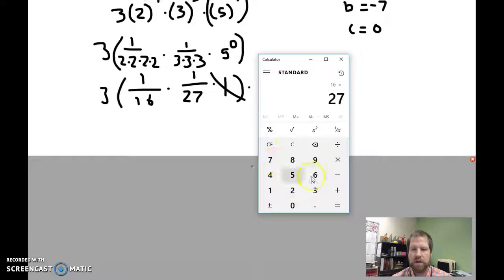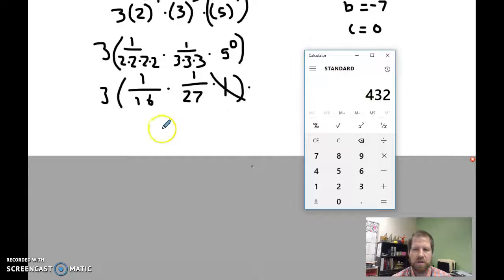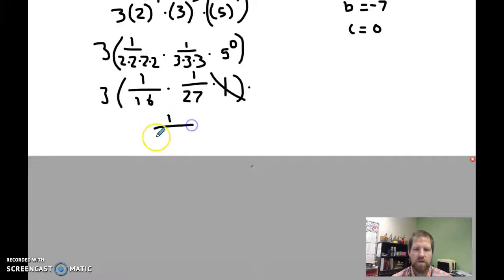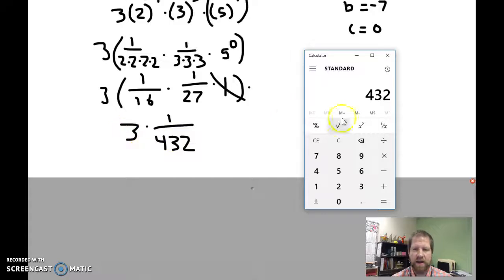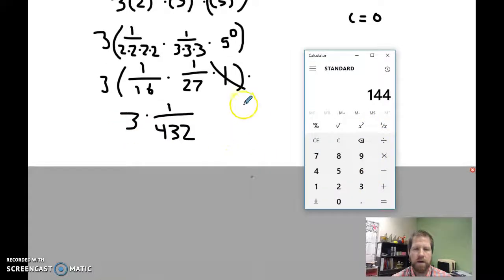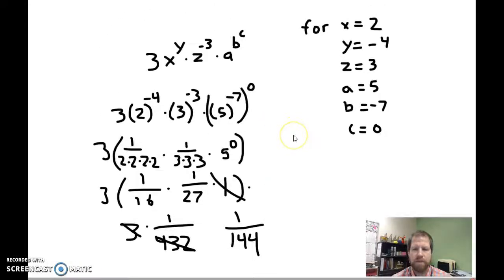16 times 27 is 432. Oh, I'm going to need this some more though. So I've got 1 over 432, and I'm multiplying that by 3. So I'm going to try and factor that out. I'm just going to divide by 3. So that's going to cancel that, cancel that, and I'm going to be left with 1 over 144. Okay, so not too bad.